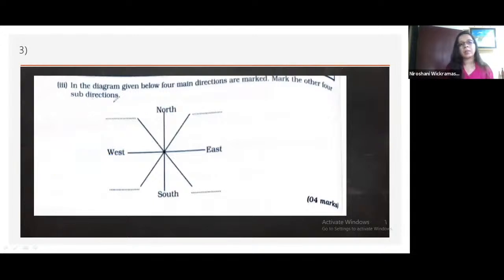In the diagram given below, 4 main directions are marked. Mark the other 4 sub-directions: north, south, east, west. Then we can write this as north-east. Then this one we can write southeast. And this one you can write south-west. And this direction you can write north-west.